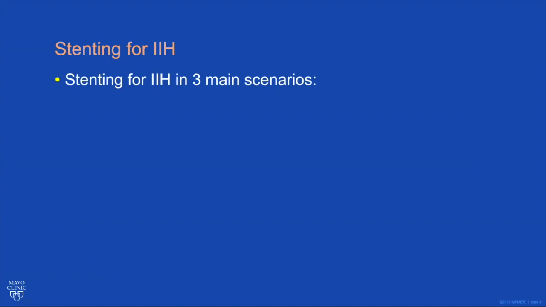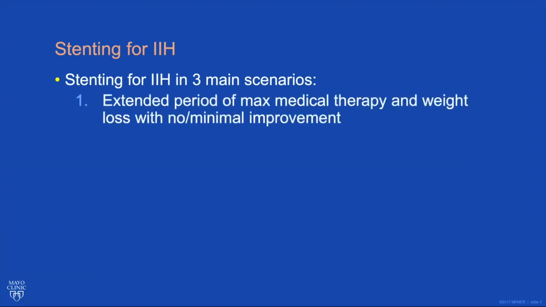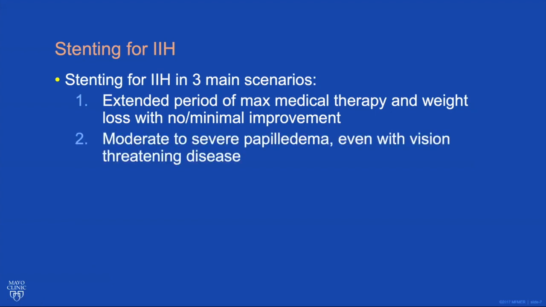For stenting, who are the patients that we select for stenting? Essentially, it's patients that have had an extended period of maximum medical therapy and weight loss with no or minimal improvement. And weight loss is probably the most effective treatment for IIH, but is the hardest thing for patients to accomplish. Moderate to severe papilledema, and we used to not treat patients with vision-threatening disease. Sometimes those patients with grade 4 or 4+ papilledema would go directly to shunting, but more recently we have been treating patients with grade 3 or 4 papilledema as well.